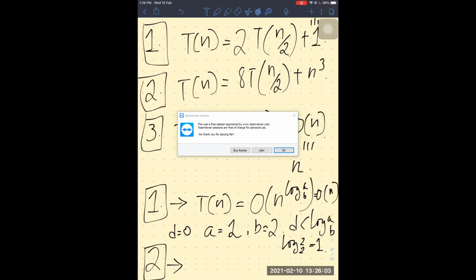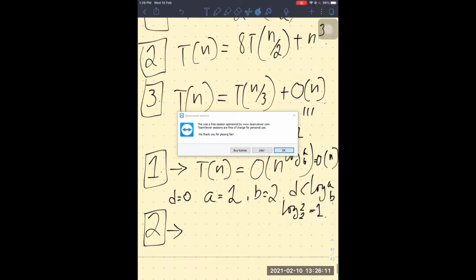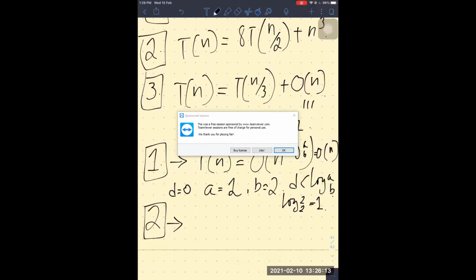Okay, for number 2, we need to just figure out d, a, b. The d is 3, a is 8, the b is 2. Yeah, exactly. That means 3 is less than log of 8 base 2. That means the answer is O of n to the power d, log n. Uh, yeah, exactly.